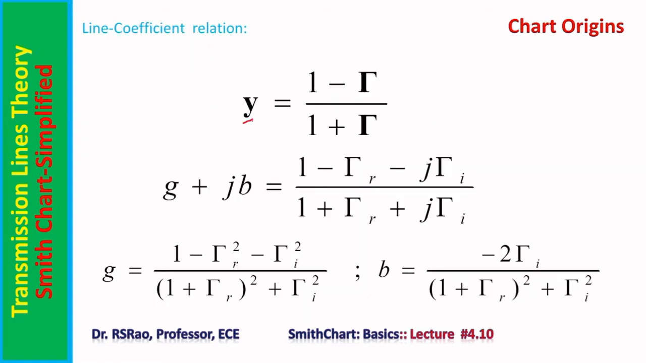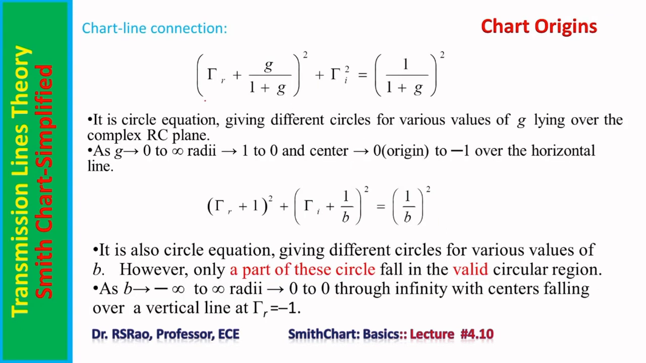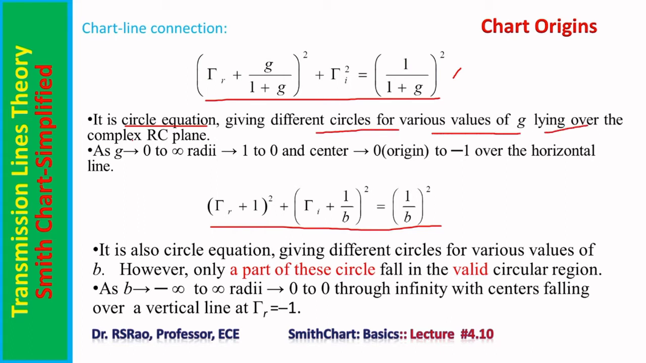Now we can consider the second equation also: Y equal to (1 minus gamma) by (1 plus gamma). It gives again two equations, one for G, another for B. These are also formatted into two equations, both representing circles. This is the first equation and this is the second equation. The first equation is a circle equation giving different circles for various values of G lying over the complex RC plane. G is the normalized line conductance. As the range of G is 0 to infinity, the radii range from 1 to 0 and the center goes from 0 to minus 1 over the horizontal line. The second equation is also a circle equation giving different circles for various values of B.